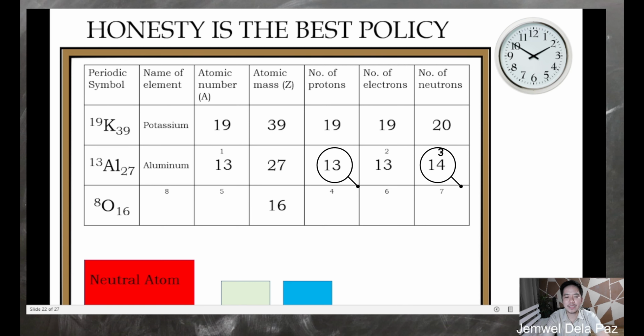To check if we have the right number of neutrons, all you have to do is to subtract atomic mass by its number of protons. Atomic mass 27. Number of protons 13. 27 subtracted by 13 is equal to 14. Let us have the third example. 8O16. What is the number of protons?